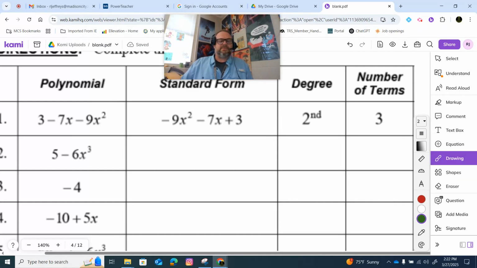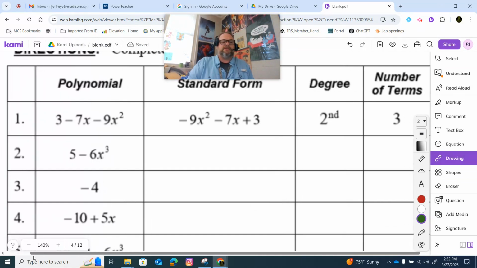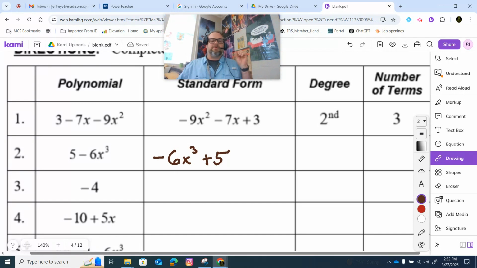All right. Let's do these problems right here. Number 1 is done for us. Woohoo! All right. So number 2. What would go first on this one right here? Negative 6x to the third power. And then this is a plus 5. Please remember that the sign of the numbers go in front of it as we read it from right to left. Okay, now what is that little number right here in the front? 3.